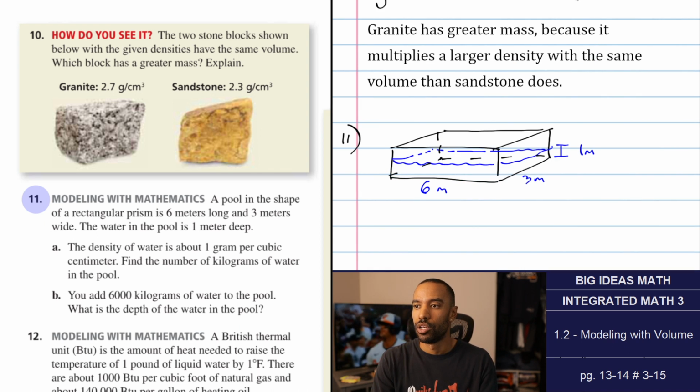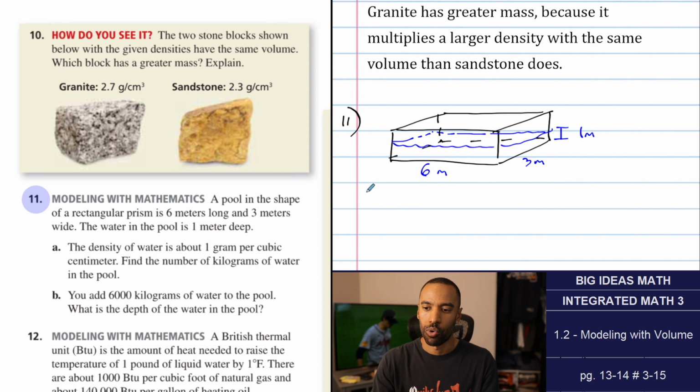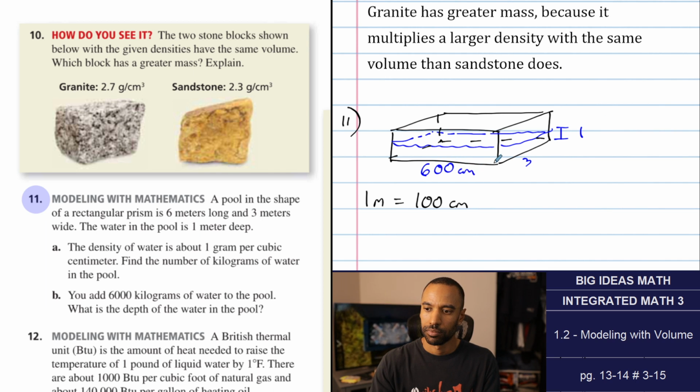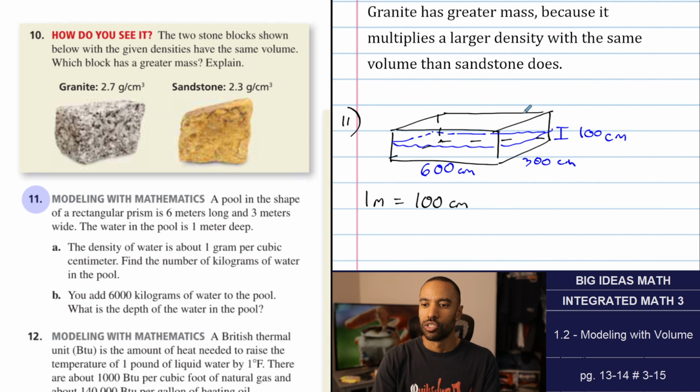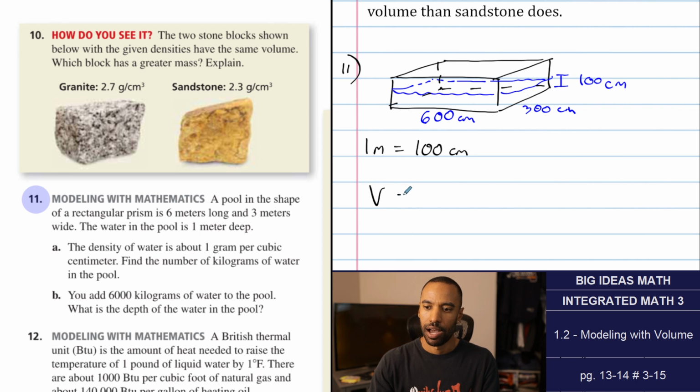Okay, so notice they say cubic centimeters. So 1 meter is 100 centimeters. So each of these, this is going to be 600 centimeters. Let's do centimeters now: 300 centimeters and 100 centimeters. So little unit conversion to begin with. Kind of tricky. So the volume is length times width times height, right? Area of base times height. So 600 times 300 times 100.